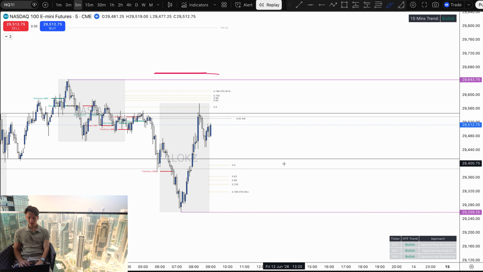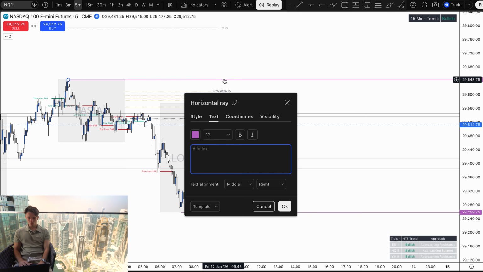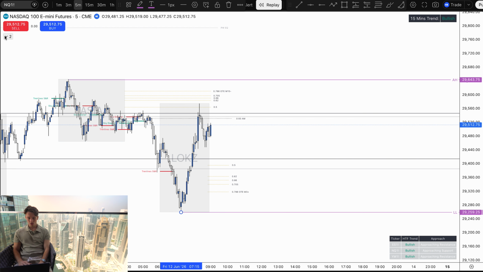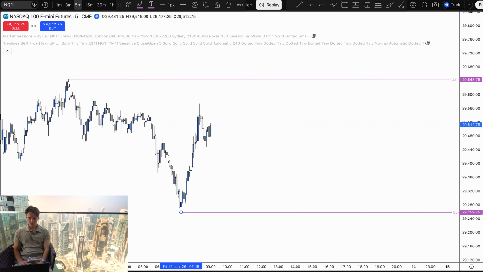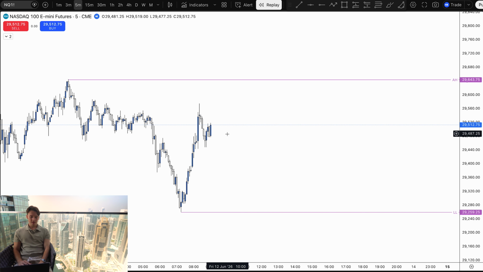So I'm marking out that liquidity, as you can see right here, and you can even go ahead and label them up. So you can put Asia high right there, and you can put London low. And then you can take off the indicator if you like. I leave it on, but there you are. But there you have your key liquidity levels marked out.